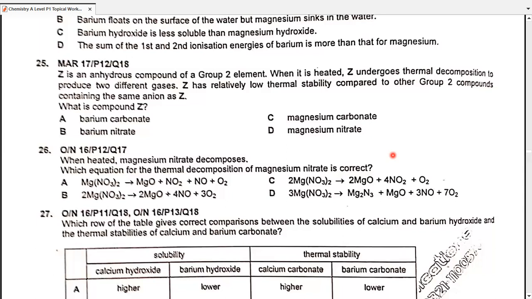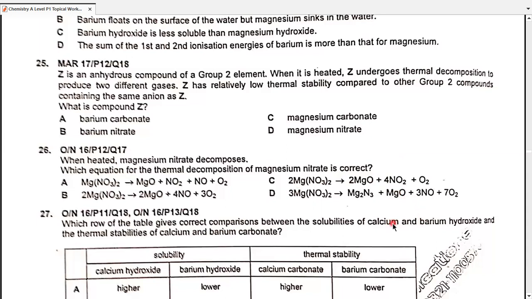So it's either B or D. Since we're talking about low thermal stability, and for nitrates thermal stability increases as we go down the group, the element on top will have the lower thermal stability. So definitely D, magnesium nitrate. Makes sense? Plus, since the nitrate equations are given below, that definitely answers the next question.